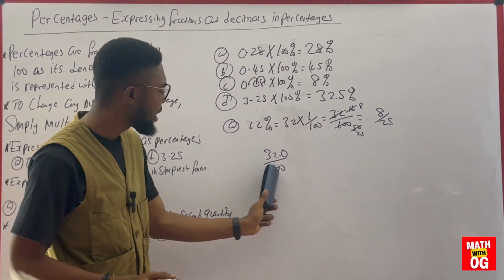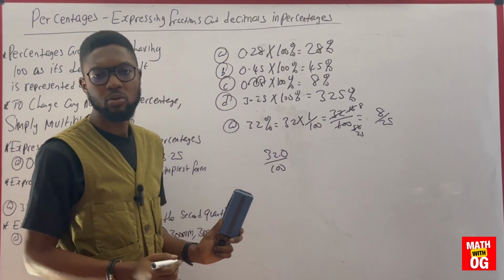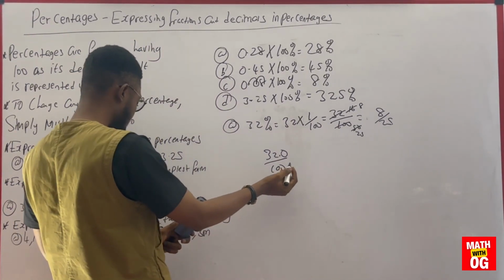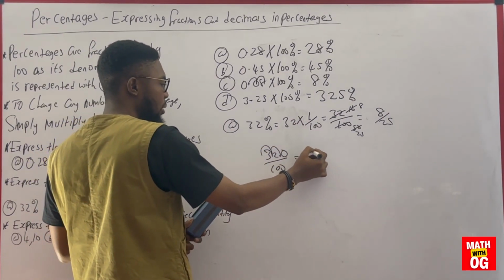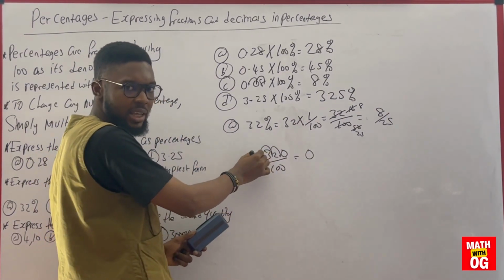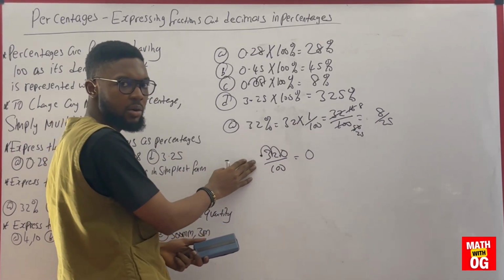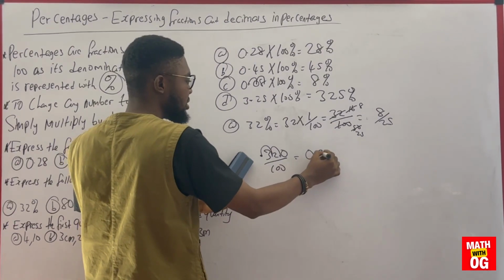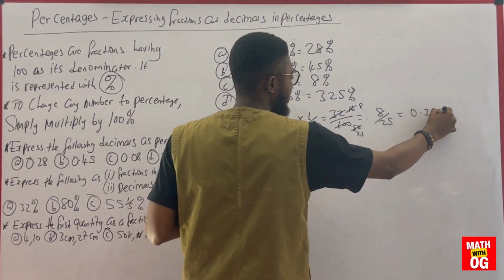Now, when you are dividing by 10 and powers of 10, you move your decimal point to the left the number of times you have zeros. So this is 2 zeros. I'll move twice: 1, 2. This way I now have my decimal point. There's no number before the decimal point, so I can put a 0 there. So this will give me 0.32. So this is equal to 0.32.